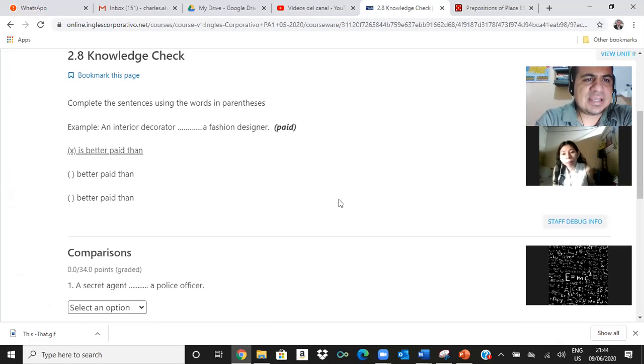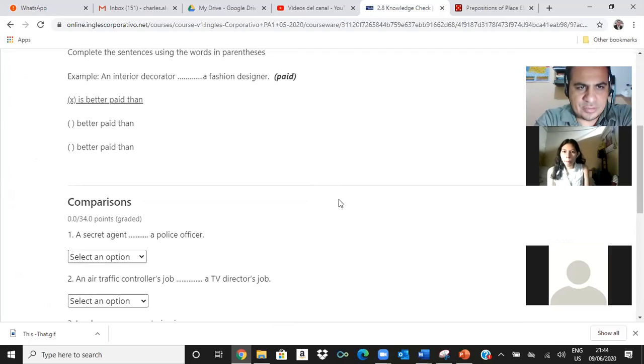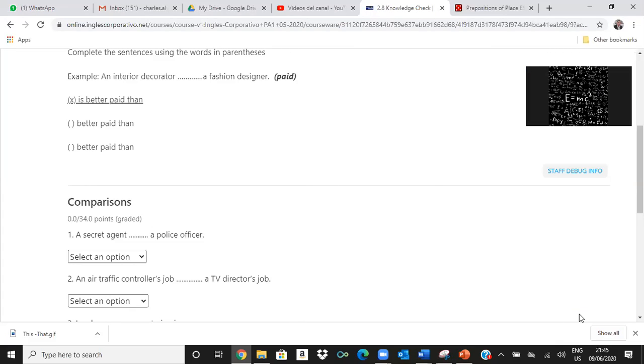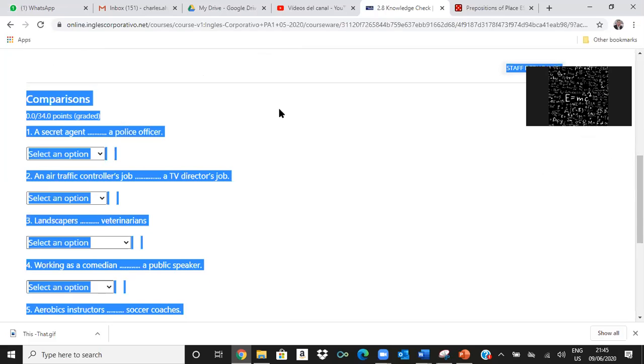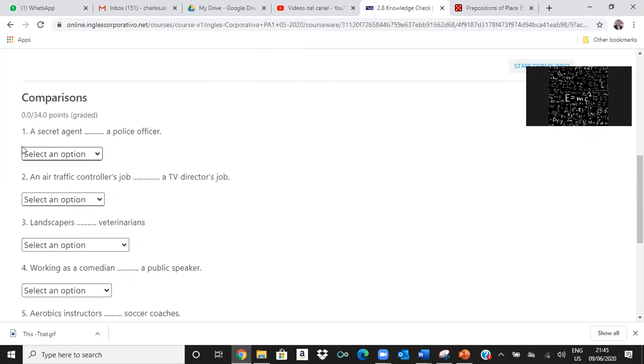Okay. Number one. It says instructions: complete the sentence using the words in the parentheses. Example: an interior decorator, blank, a fashion designer. And they're giving you the word here: paid. So, vamos a usar el past participle, right? We're going to use the past participle for this example. Okay, let's look at number one. Micrófono abierto, si alguien quiere intentar. A secret agent, blank, a police officer. Travels more, a police officer. Travels more than. A police officer or travels then? Which is correct? Travels more than. Very good.